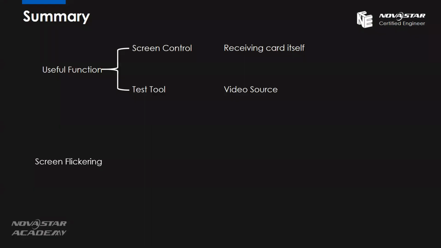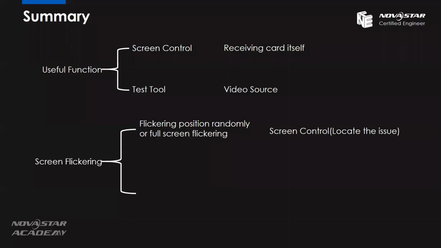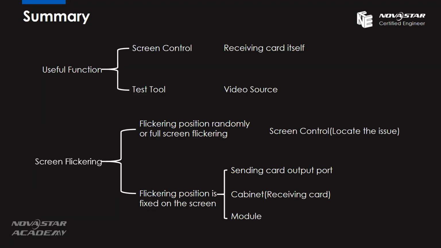And after that, I shared how to troubleshoot the screen flickering. We divide the screen flickering into two different perspectives: whether the flickering position is random, or full screen flickering, or whether the position is fixed on the screen. If it's random flickering or full screen flickering, we can use the screen control. And if it's fixed on the screen, we need to locate it in three ways: if it's sending card output ports, or if it's cabinet flickering, or if it's module flickering. We follow the steps, and you can also check the troubleshooting table to locate the issue.